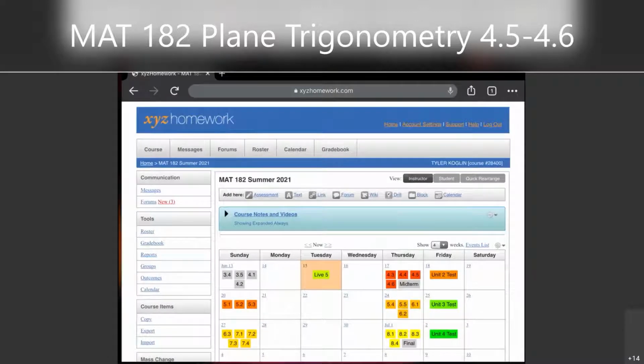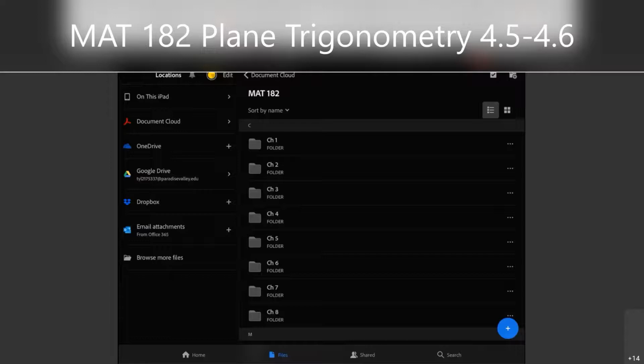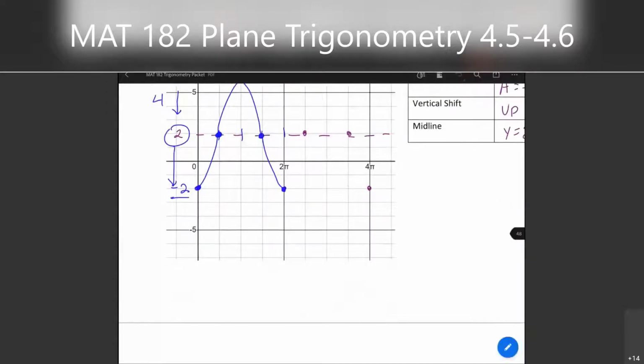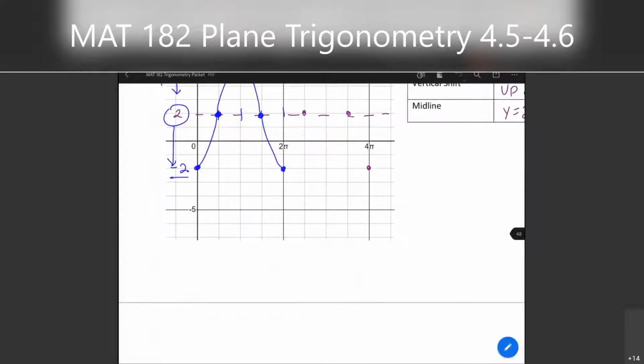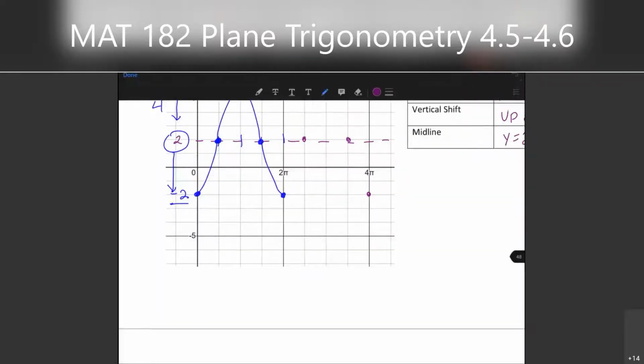I'll give you guys this: it's just a graph of a cosine function, and we want to find its equation. So I'll give you a minute to look at live problem number 2.